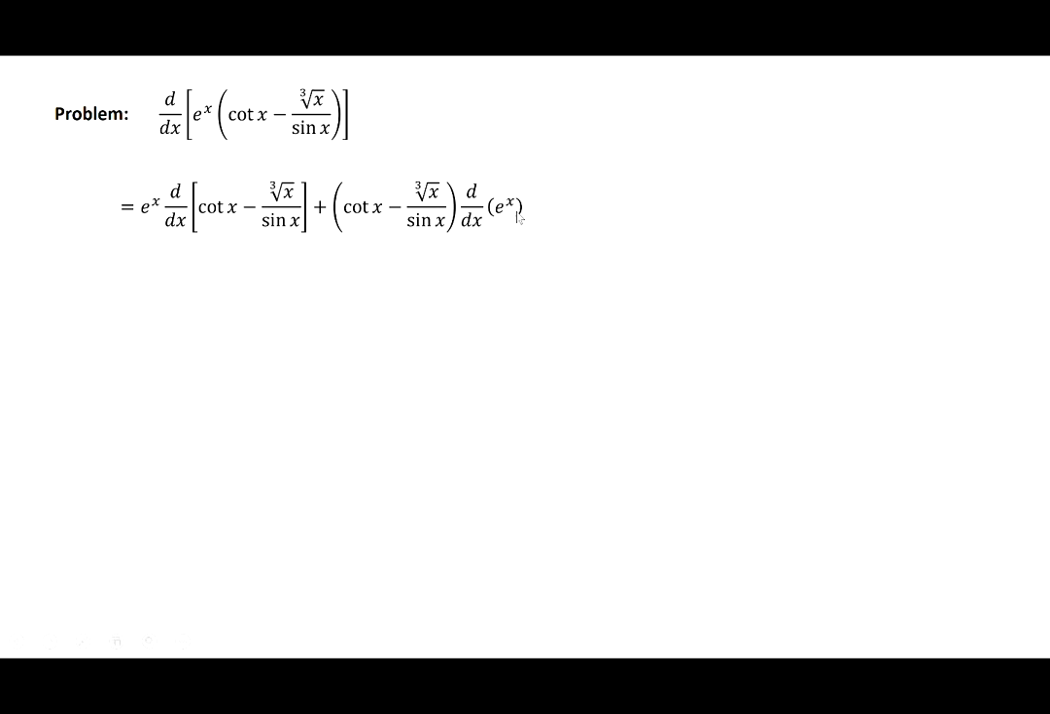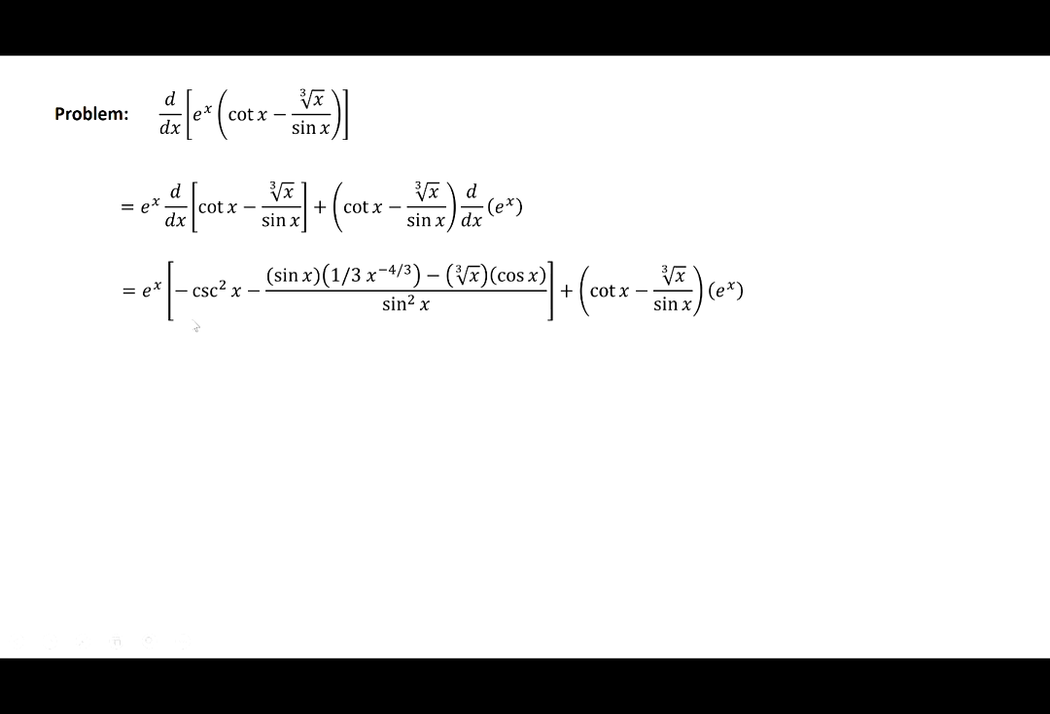But then what's the derivative of e to the x? e to the x. So the second term seems to be straightforward. The first one is just a little involved. So let's get busy. First, e to the x, that's what I wrote here. The derivative of cotangent x is negative cosecant square x, like I was talking about.